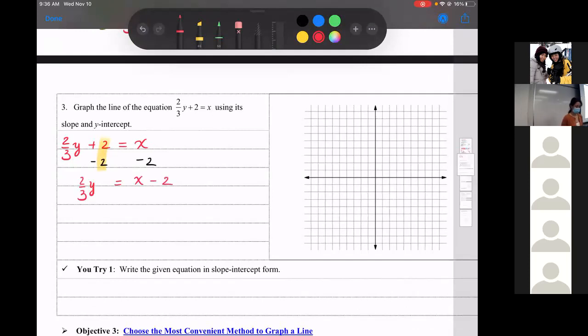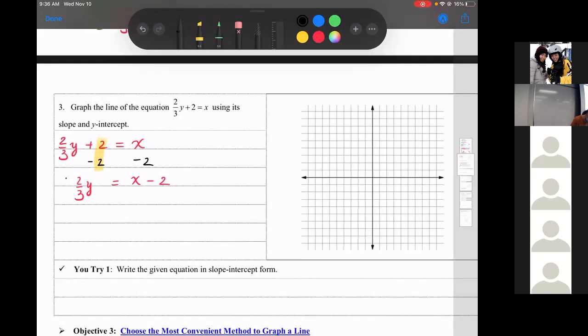How do I solve for y? Multiply by the reciprocal. So 3/2. Make sure you put the parentheses here, 3/2. Cancel. So I have y equals, on the right hand side, you should distribute the 3/2. Okay, so it's gonna be 3/2 x.